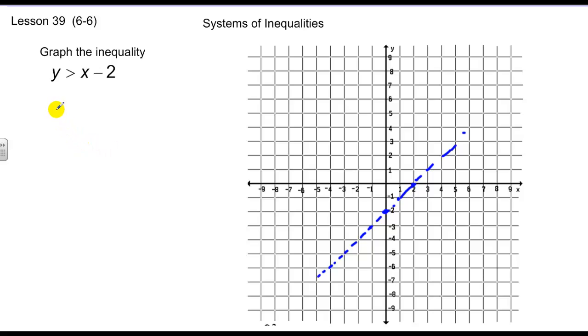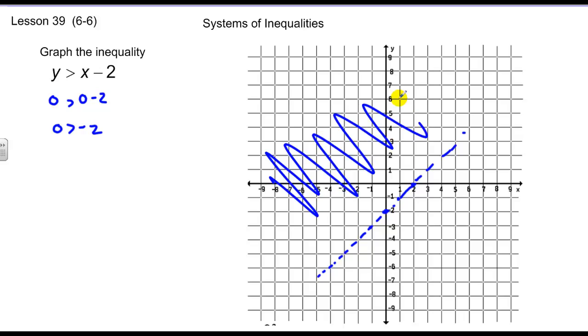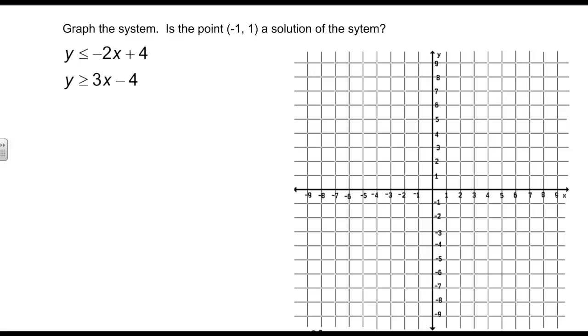Take a sample point of 0, 0. Ask the question, is 0 greater than negative 2? The answer is yes. And then shade the graph. So that's a solution to inequalities in two variables. Now, I'm going to find a solution to a system of inequalities in two variables.